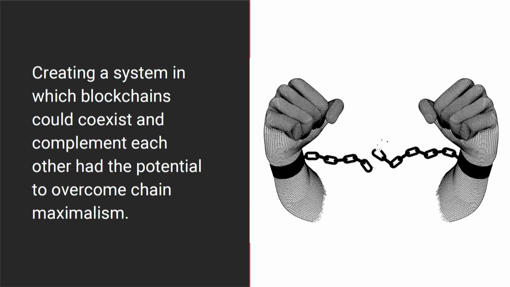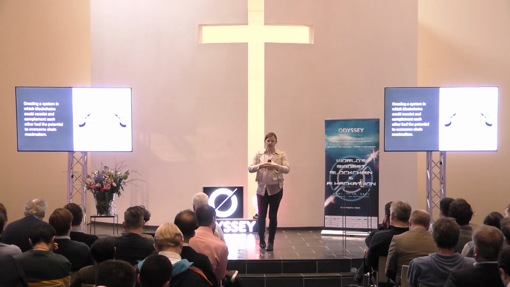And that's really what we try to do with Polkadot and Substrate, creating a system in which blockchains can coexist and even make each other stronger, because they form in the future that information commons, that blockchain commons. They complement each other to overcome that chain maximalism.